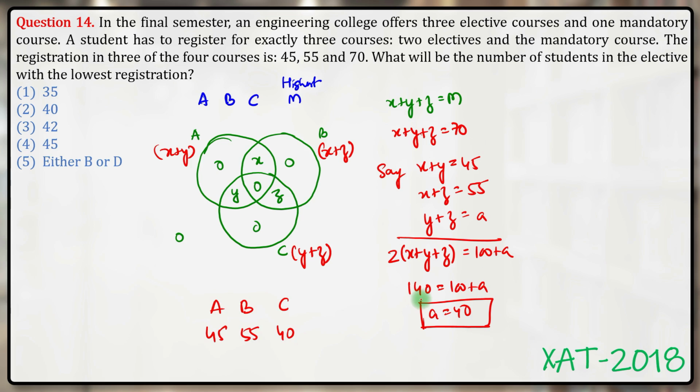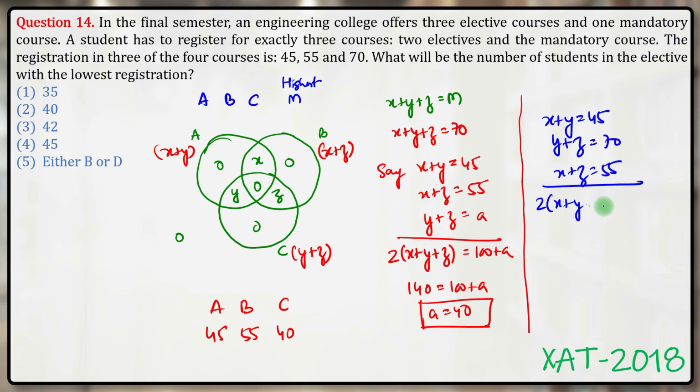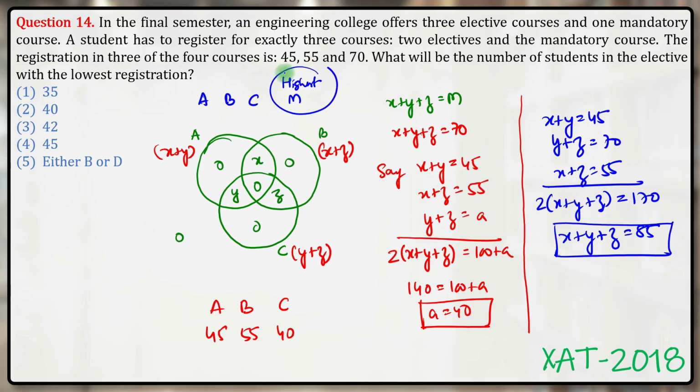But what about the case wherein the registrations given here are not of the mandatory course but of the electives? So let us take that as a situation. In that case, we would get the number of registrations in the mandatory course as 85, which again satisfies the situation that the mandatory course should get the highest number of registrations. In that case, the number of registrations in the 3 electives would be 45, 55 and 70.